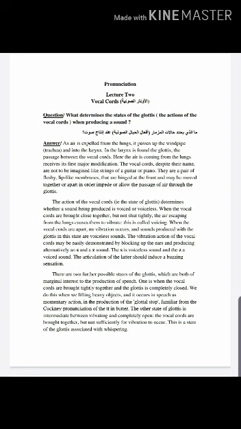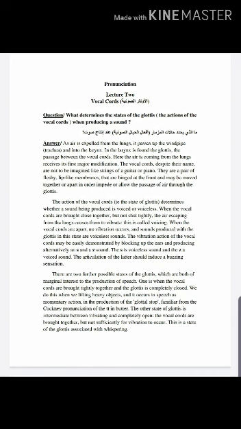The answer: as air is expelled from the lungs, it passes up the windpipe, trachea, and into the larynx. In the larynx is found the glottis, the passage between the vocal cords. Here, the air coming from the lungs receives its first major modification.